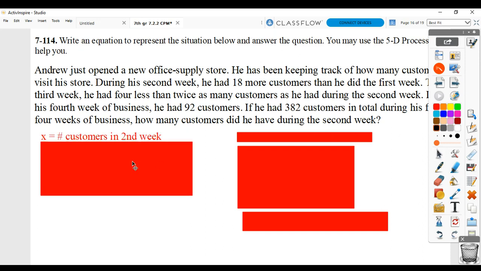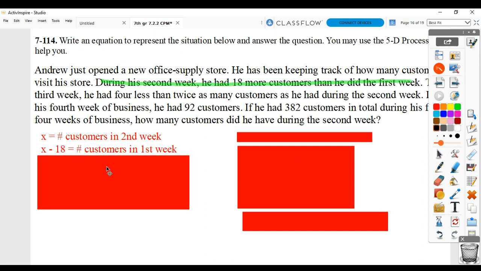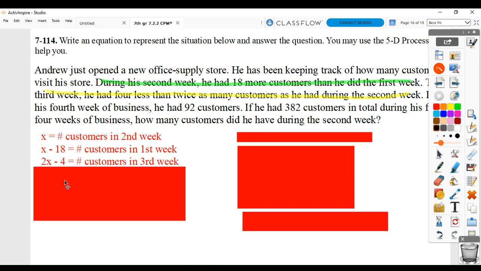So what we want to do first is start with defining. X will be the number of customers in the second week. We know that in the second week, he had 18 more customers than he did in the first week. So the first week would be x minus 18. During the third week, he had 4 less than twice as many customers as he had during the second week. So 4 less than means subtract 4. Twice as many means multiply by 2. So 2x minus 4 is the number of customers in the third week. And the fourth week, we're just told how many customers he had, 92.